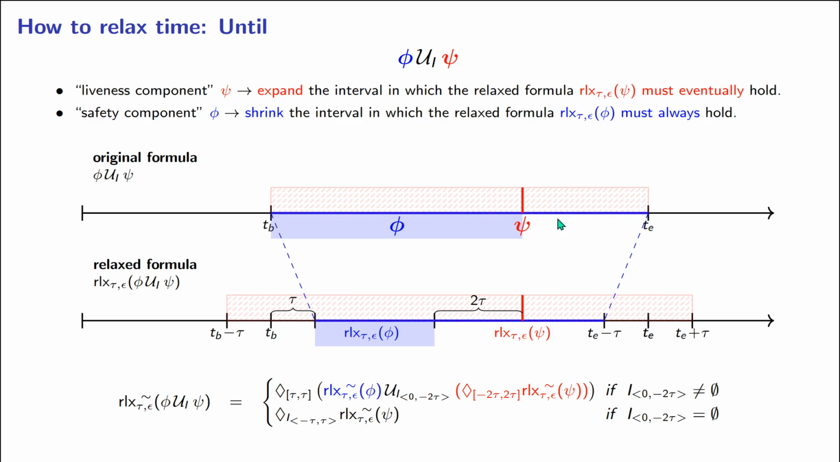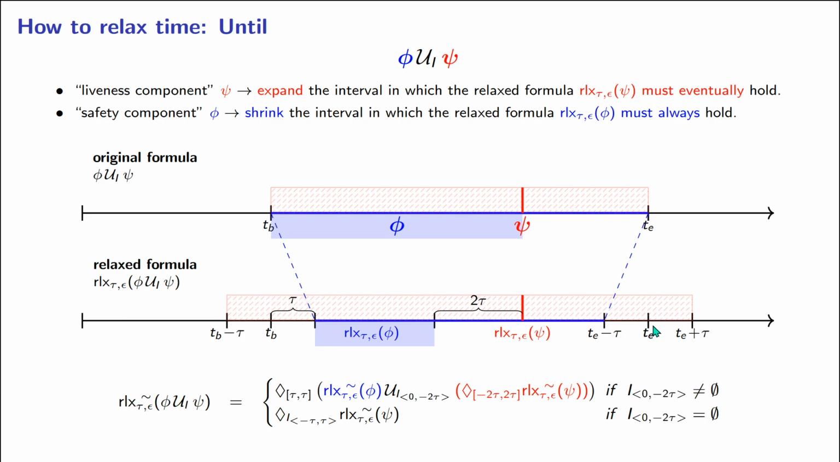More specifically, let's assume that one trace satisfies the original until formula, and let's think about what we can deduce about the tau epsilon conforming trace. For property psi, we have an interval I in which it must eventually hold in the first trace, and in the conforming trace, there must be some point which corresponds to this point where psi holds, but it can be shifted by tau in either direction. So we need to expand the interval where we expect psi to hold.